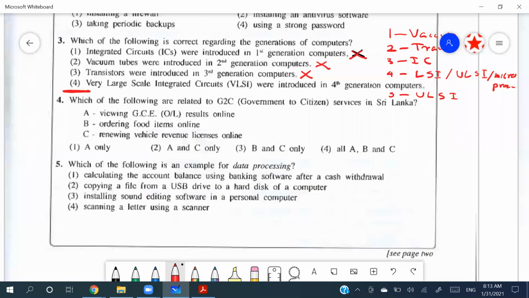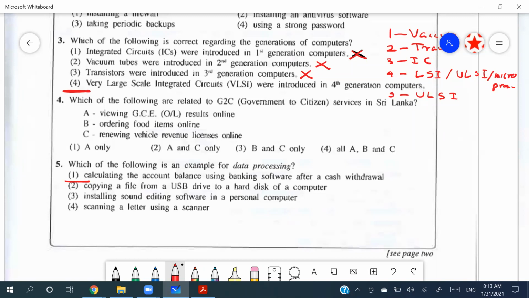Right, the fifth. Which of the following is an example for data processing? Yeah, a lot of people have got caught up with this. Processing means data needs to be processed in some way, right? So calculating the account balance using banking software after a cash withdrawal. So that's going to be the answer, because when you are withdrawing the cash, the withdrawal amount is there in the system, so it will process to get the balance after the withdrawal.